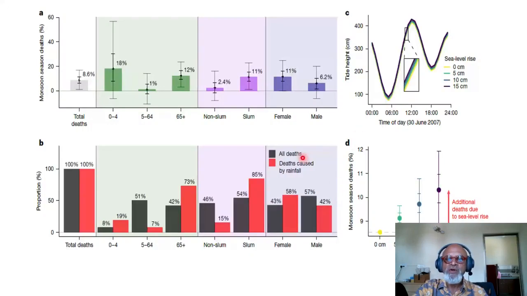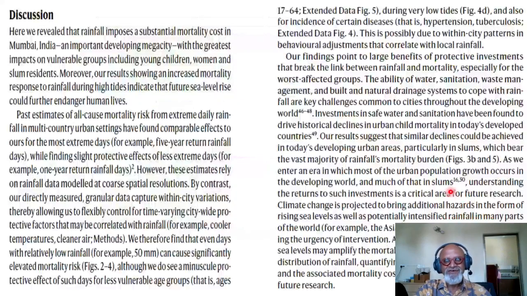So these are all deaths, and deaths caused by rainfall, and obviously rainfall is adding, and then tidal levels are exacerbating rainfall related deaths. Okay, I'm being a little bit lazy, but you get the point.